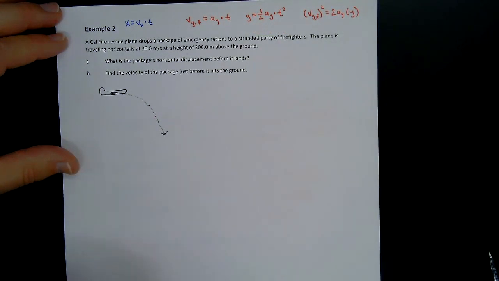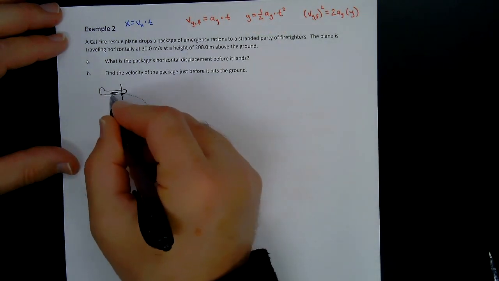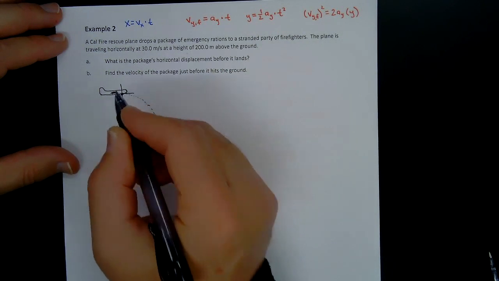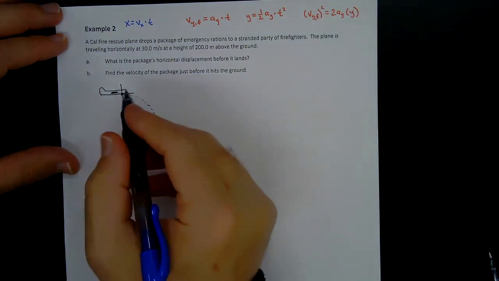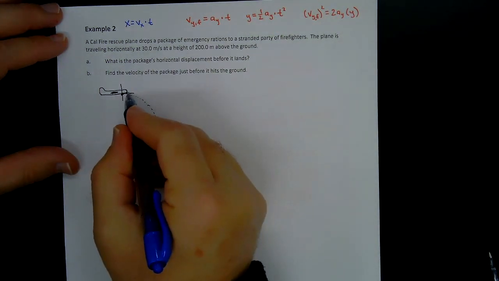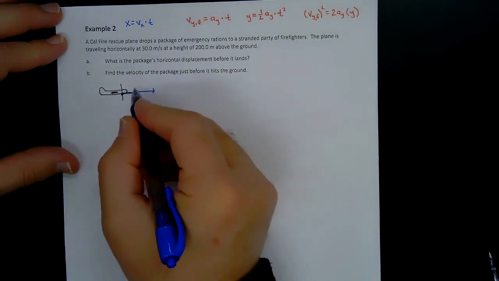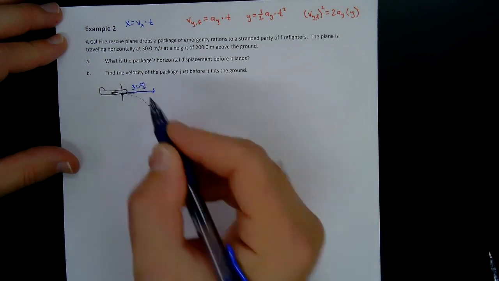Now, what do I know? We're starting the measurement. We're starting our coordinate axis right here. So that's going to be the origin. So that's going to be my initial position. So my vertical position is going to be 0. My horizontal position is also going to be 0. I know I'm going horizontally with a velocity v sub x right here, which is 30 meters per second.